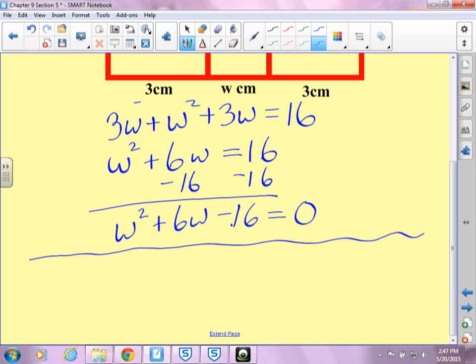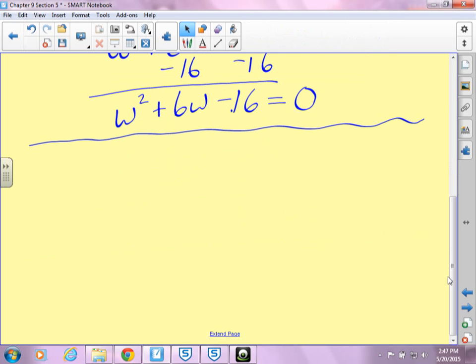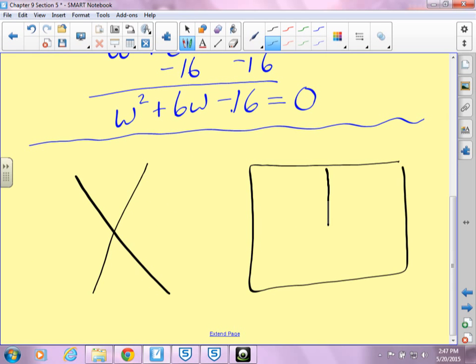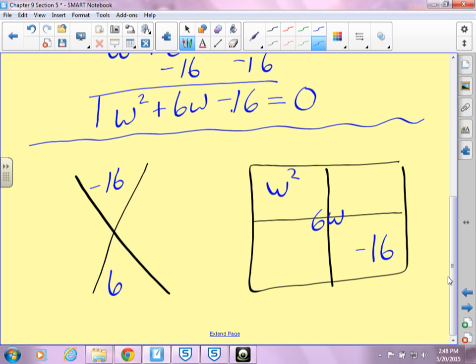And now I'm ready to factor. So I've got my X, and I've got my boxes. I'm going to put my answer here. 1 times negative 16 is negative 16. My middle term down below would be 6. And I've got to think of two numbers. When I multiply them together, it will give me negative 16, and if I add them together, I get 6. So let's think about that. That would be 8 and negative 2.